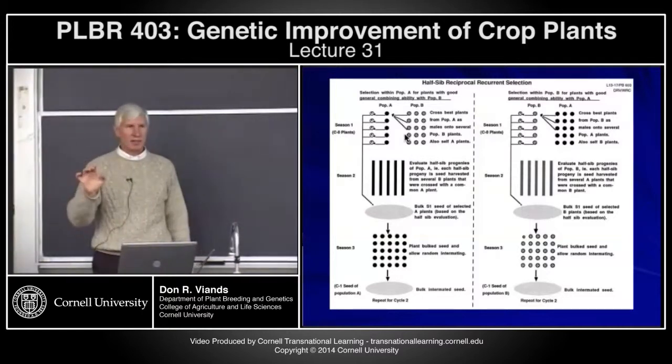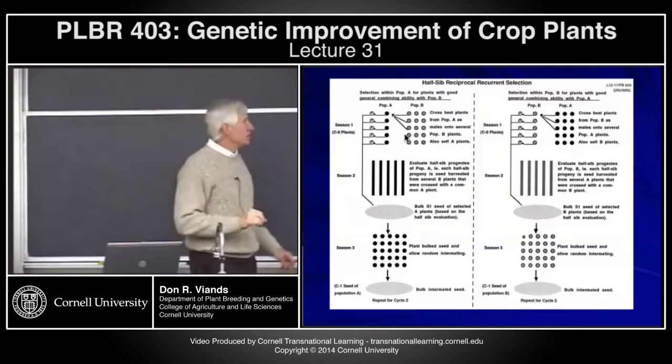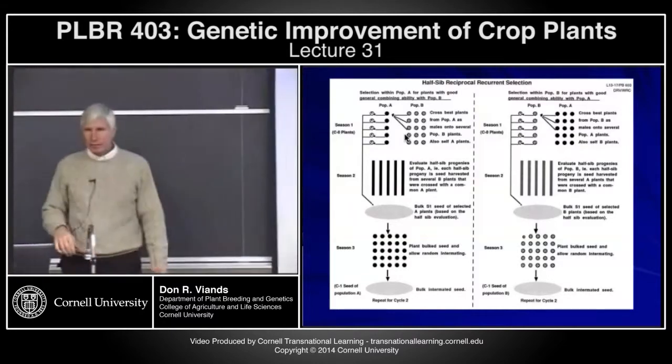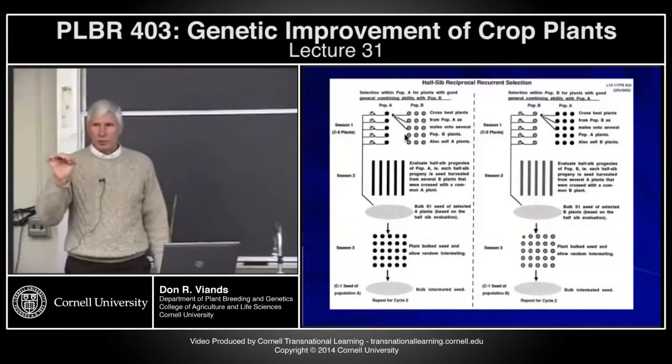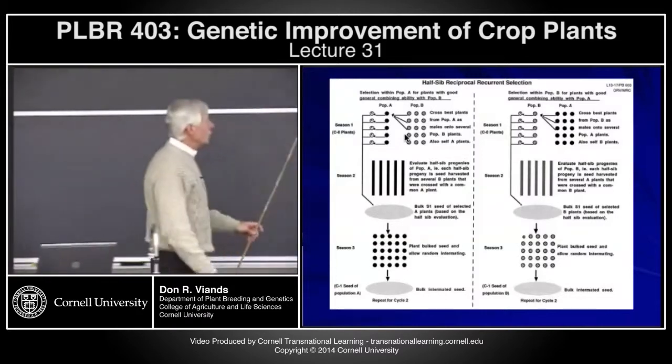Now let me hesitate there and ask if you have any questions so far before we dig into the details. Everybody see the big picture of what we're doing with it? Okay. So let's look at the left side first. With the left side, again, we're improving population A. That's our target population. And we're going to use B as the tester.